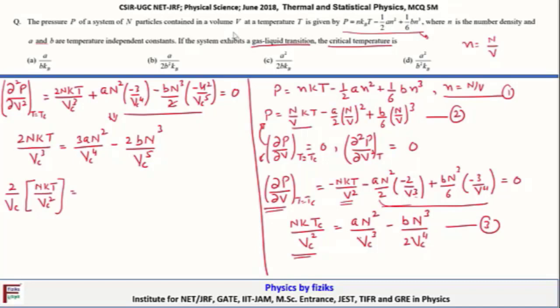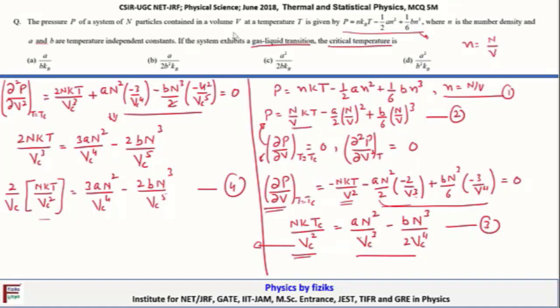And this is equal to 3a n square upon Vc^4 minus 2b n cube upon Vc^5. Okay, now let's substitute the value of this quantity here in this equation, so then we will obtain. Let me call this equation as equation number 4.